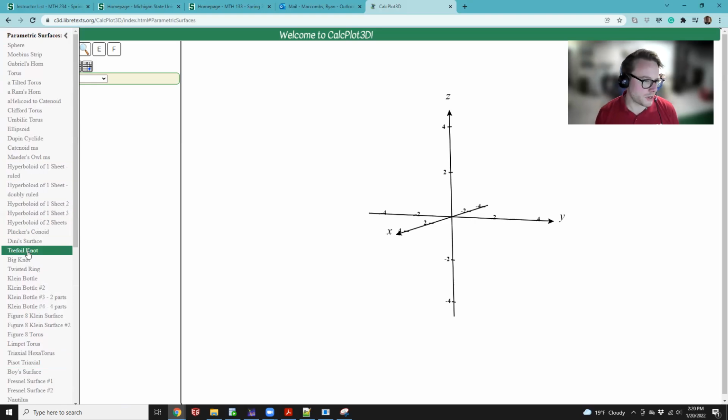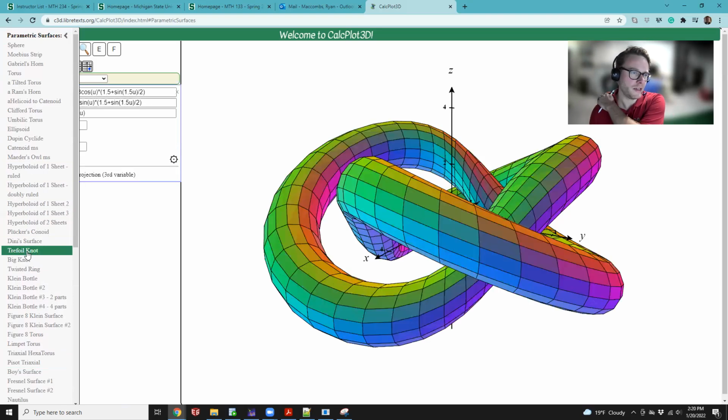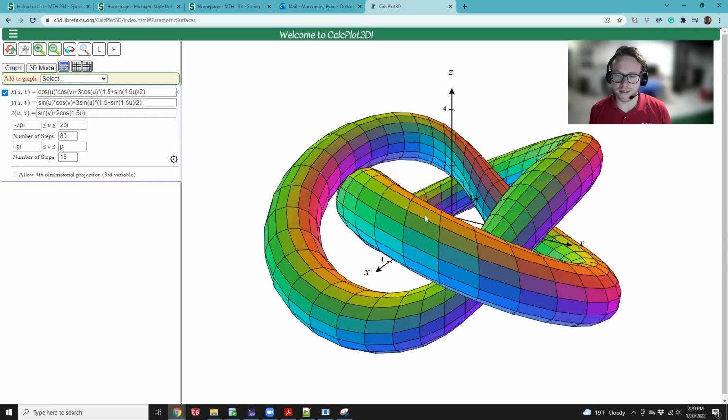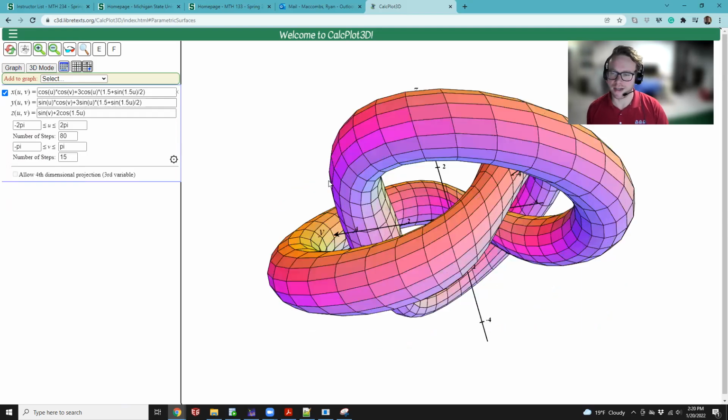So maybe the first one I'll show you is the trefoil knot here. You can see relatively simple equations, all things considered. And yet you get this very interesting knot shape here.